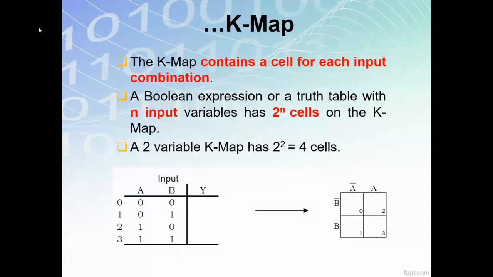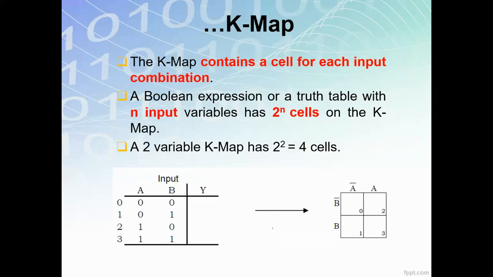The K map basically contains a cell for each input combination. So we have a cell for each combination of your input variables. A Boolean expression or truth table with n input variables has 2 to the power of n cells on the K map. So if in the truth table we have n input variables, then in the Kmap you have 2 to the power of n cells. For example, if you have a 2 variable Kmap, you have 2 to the power of 2, which is equivalent to 4 cells.